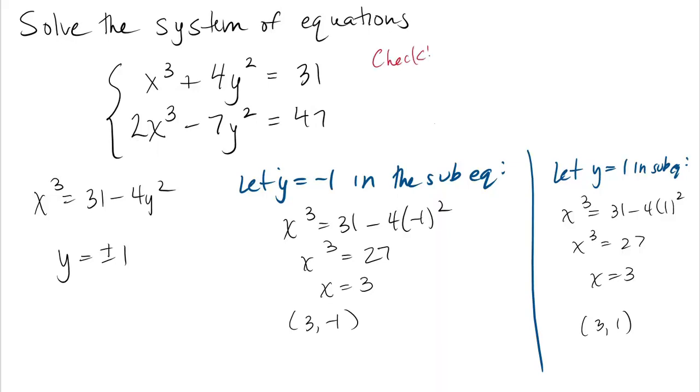Well, let's see. 2 times 3 cubed minus 7 times negative 1 squared is supposed to be equal to 47. 3 cubed is 27, times 2 is 54. Negative 1 squared is 1, times 7 is 7. And 54 minus 7 is 47. What about (3, positive 1)? Well, positive 1 squared is also 1, so we're also going to get 47. So these do both happen to work.